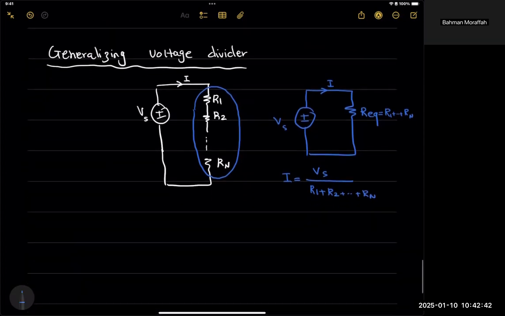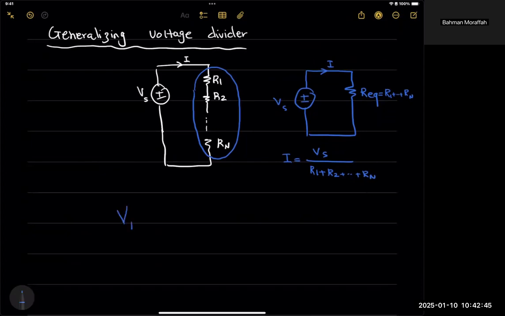Now, if I'm asked to find the voltage across any of these resistors, let's call it V of Ri, which is the ith resistor in this circuit, I know the value of this is Ri times I, which is going to be Ri divided by R1 plus R2 all the way to Rn, times Vs. Again, what's important here is that the voltage across any of these resistors is proportional to the value of the resistance divided by the entire sum, multiplied by the source voltage.